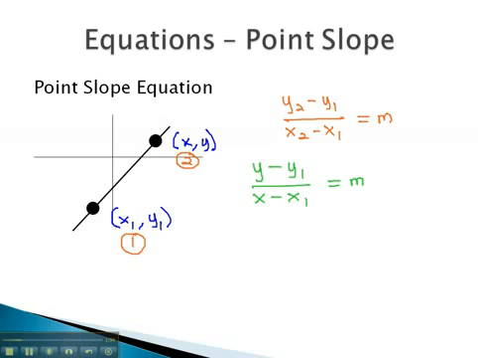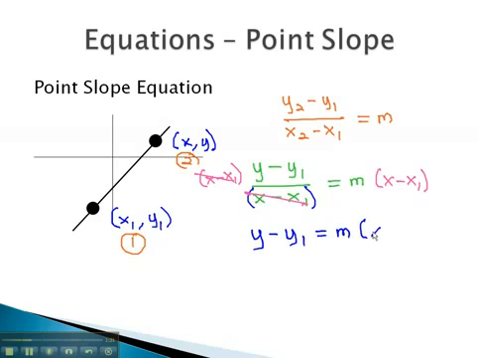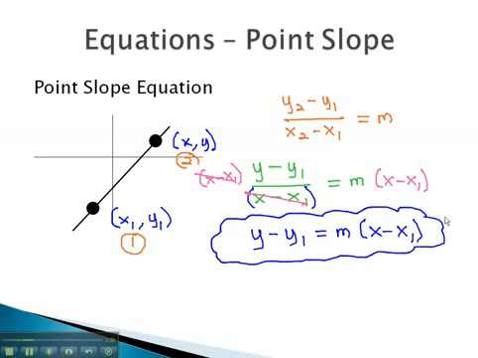With this equation, we're simply going to clear ourselves of the fraction. We do that by multiplying by that denominator, x minus x1, on both sides. As we do, the x minus x1's divide out, and we're simply left with the equation y minus y1 equals m times x minus x1. This formula is what we will call the point-slope formula.